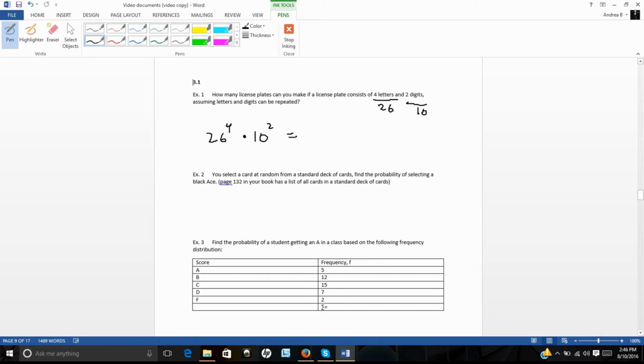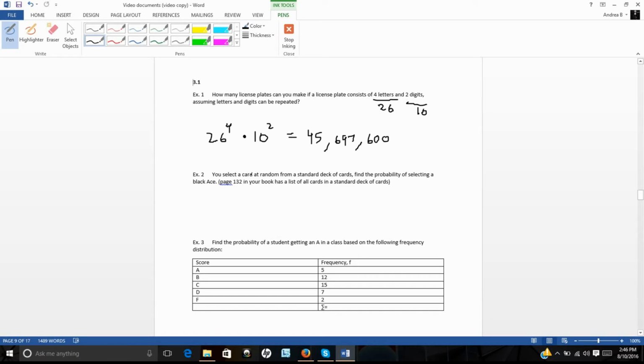So here, if we multiply that out, what you should get for an answer is 45,697,600. And it'd be a good idea for these to make sure you do remember how to enter those into your calculators correctly. Make sure you get the same answer there.